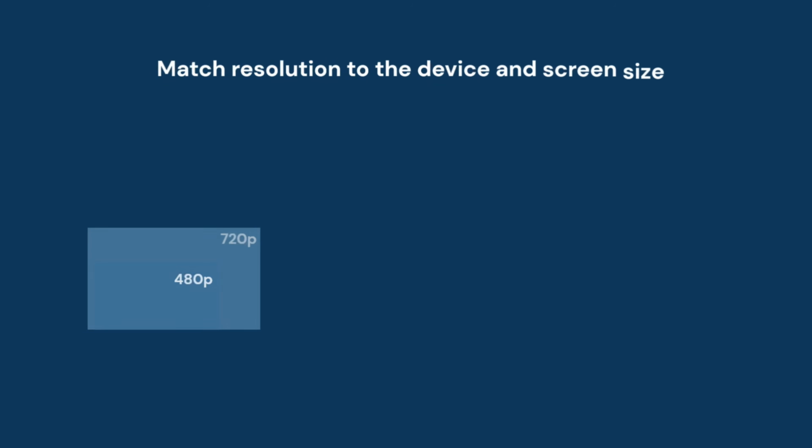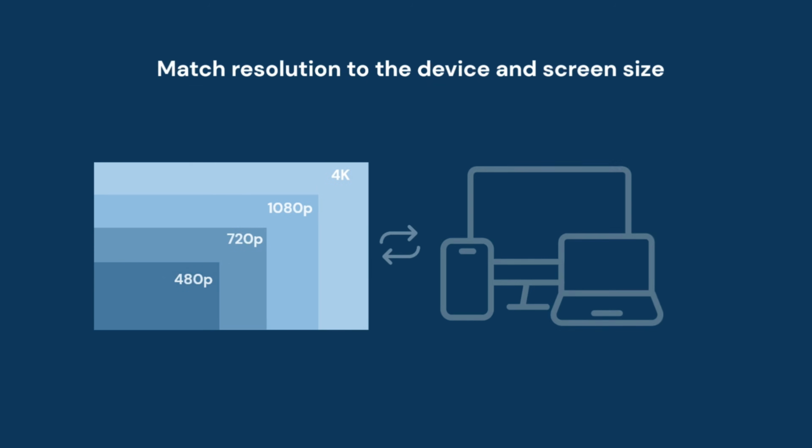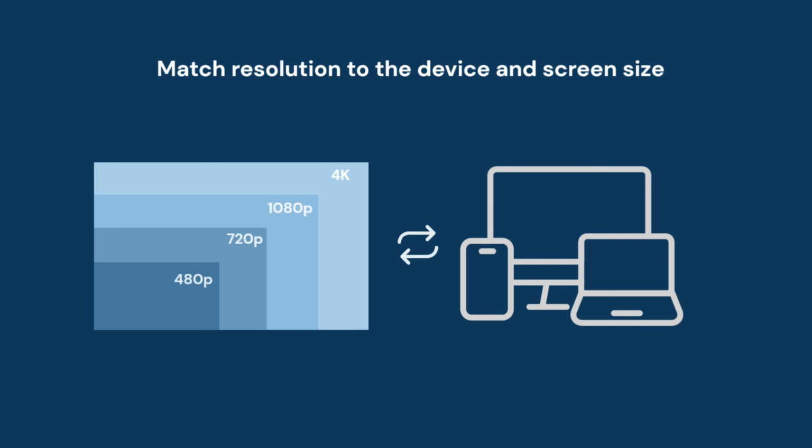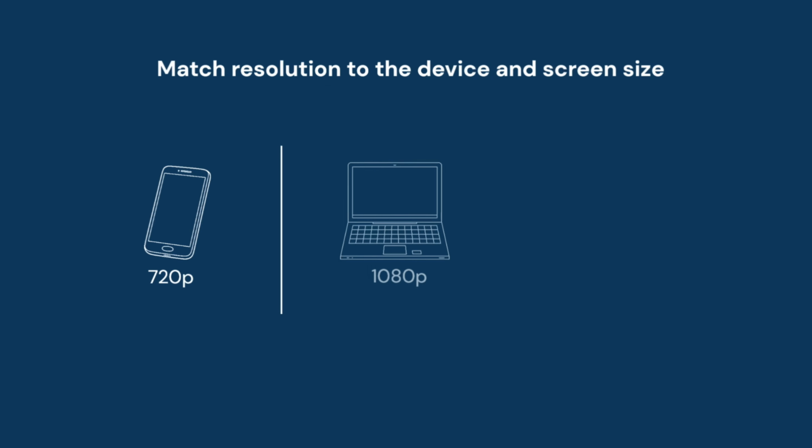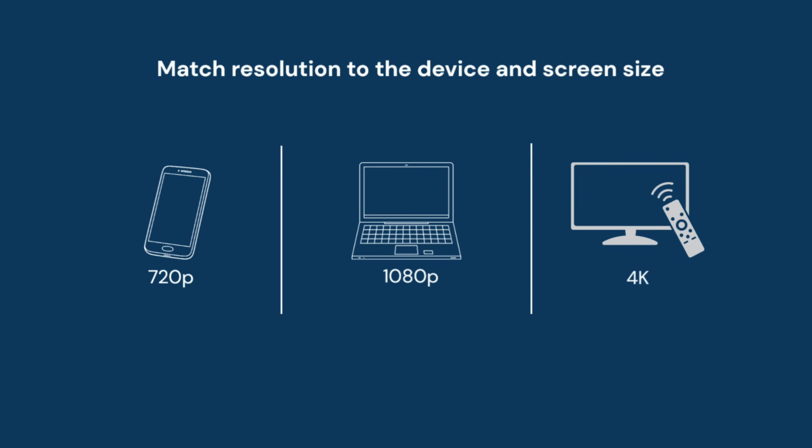To improve this, you should match resolution to the device and screen size. For example, 720 pixels for phones, 1080 pixels for laptops, 4K for large TVs. So track resolution to confirm your video looks good without overloading the network.